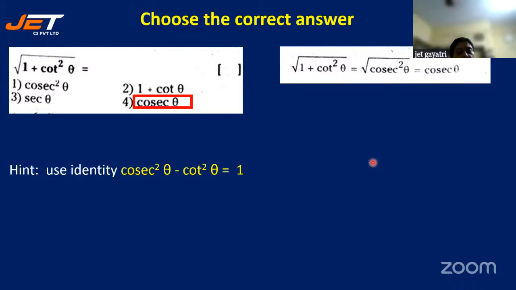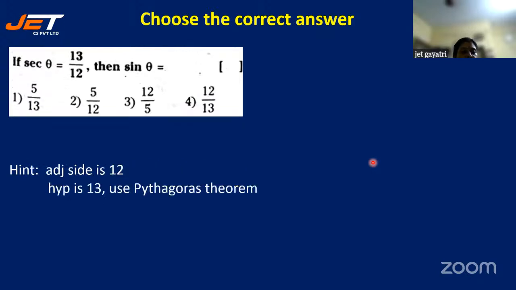Inside the root is cosecant square theta. When it comes out of the root, it becomes cosecant theta. So option 4 is the correct one. All right. Now see the next question we have. If secant theta is 13 by 12, then sine theta is dash.